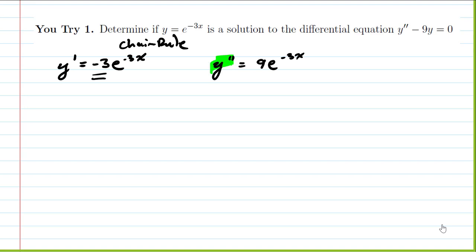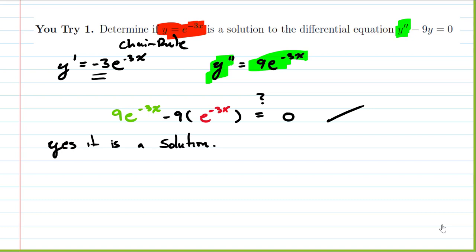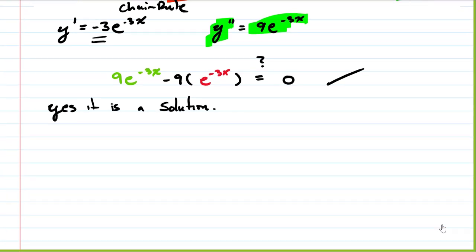So then if we plug this into our equation, we then have 9e to the negative 3x, take away 9 times our original function, e to the negative 3x. And we want to know, does that equal 0? And the answer is yes. So yes, it is a solution. All right. So we can check that something is a solution to a differential equation by just plugging it in.